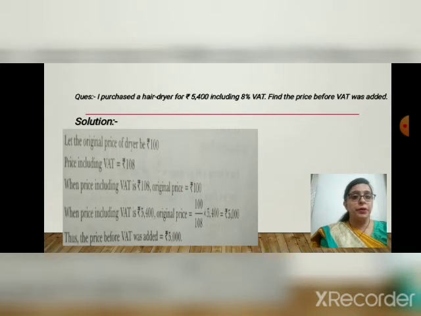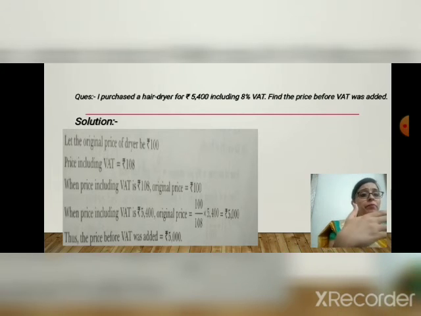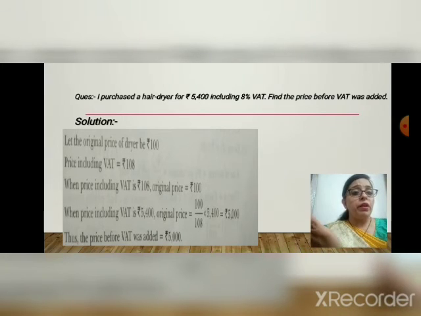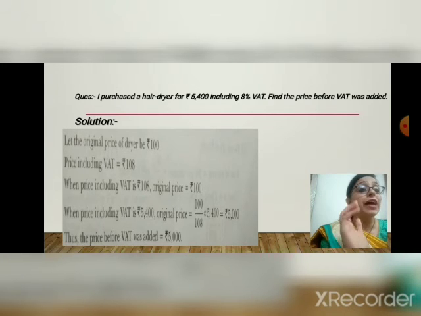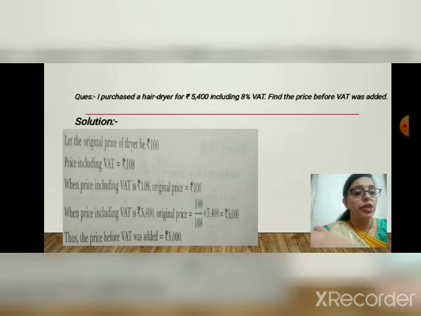I purchased a hair dryer for rupees 5,400, including 8% VAT. What is the price I am giving to the shopkeeper? 5,400, and in that VAT is included, that is the 8%. We have to find the price before VAT was added. Before the VAT, how much did it cost?